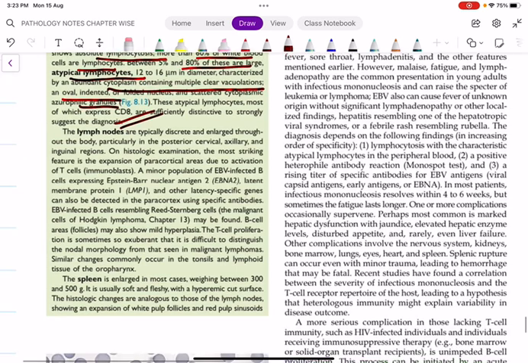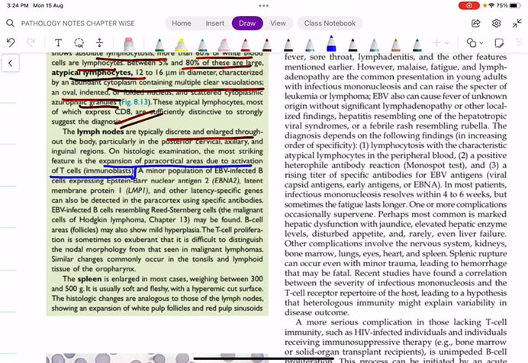Then we have the lymph nodes, which will be discrete and enlarged. Mainly the patient will have cervical, axillary as well as inguinal lymphadenopathies. On histological examination, the most striking feature is the expansion of paracortical areas. In lymph node we have cortex, medulla and paracortex. In cortex and medulla we have the B follicles, B lymphocytes. The paracortex has the T lymphocytes. Since there is abnormal proliferation or unnecessary stimulation of the T lymphocytes present in the paracortex, that region will undergo expansion.